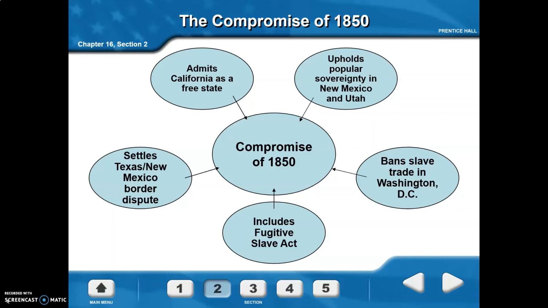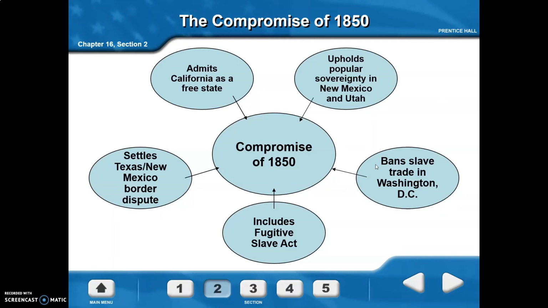And he called Clay's plan the Compromise of 1850, and he worked tirelessly on each part of this plan. The compromise has 5 parts, which you see here. Part 1, make California a free state. 2, we're going to uphold this idea of popular sovereignty in New Mexico and Utah. So if these territories want to become a state, it is up to the people whether they're going to be a slave or free state using popular sovereignty.